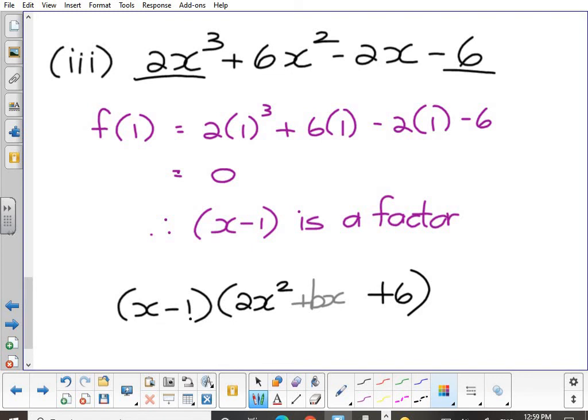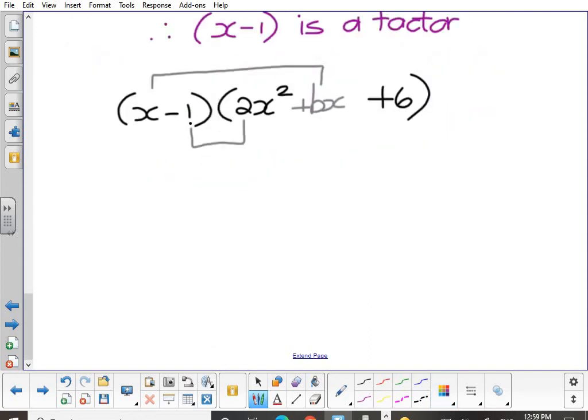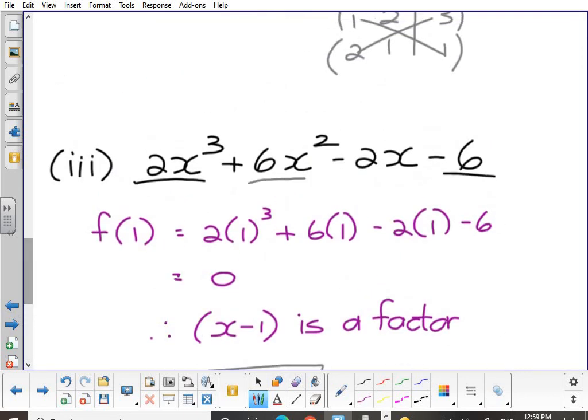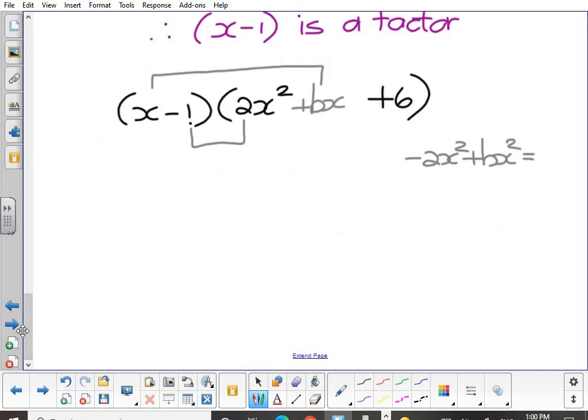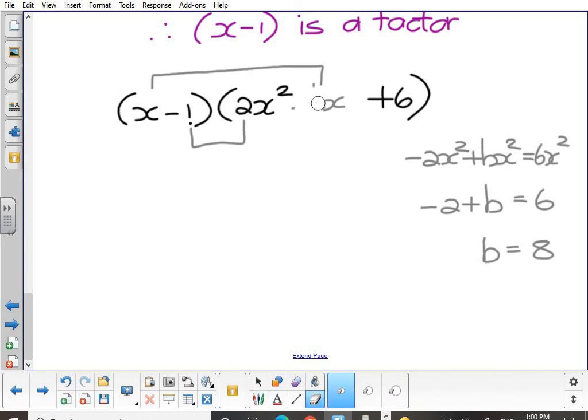And now I multiply and I say, right, those two and these two. And here on the side, I do my quick calculation. So that will become minus 2x squared plus bx squared is equal to what? Is equal to 6x squared. And then the x squares fall away. I'm left with that, which means b is 8. So into my equation here, I'm going to substitute positive 8x.